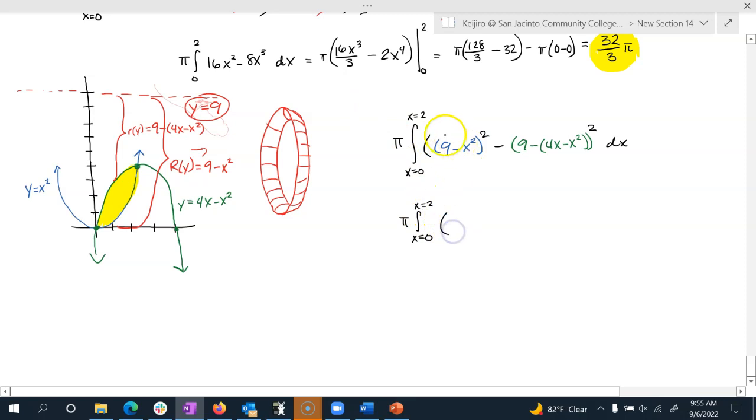But all it's going to be is the first thing squared, 81, minus 2 of the cross product, so minus 9x squared, 2 of those, so minus 18x squared, plus the last thing squared, because that's going to come from the negative x squared times negative x squared, so plus x to the fourth. Okay, now that's the first thing. And now I'm just going to do this: 9 minus 4x plus x squared. Okay, I guess that's not horrible.